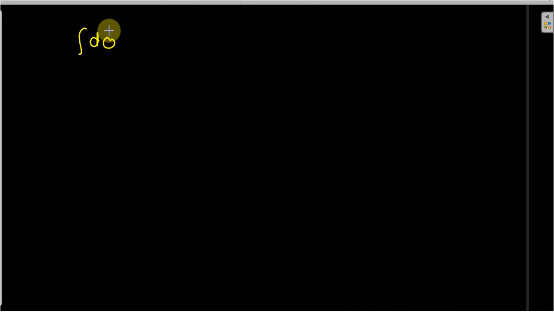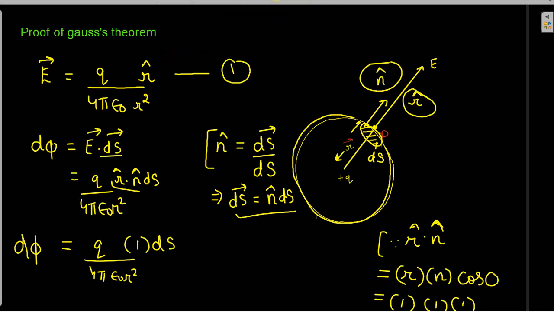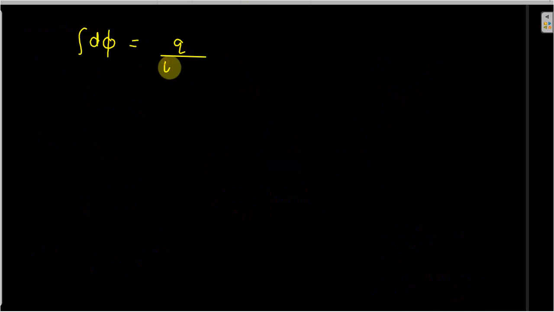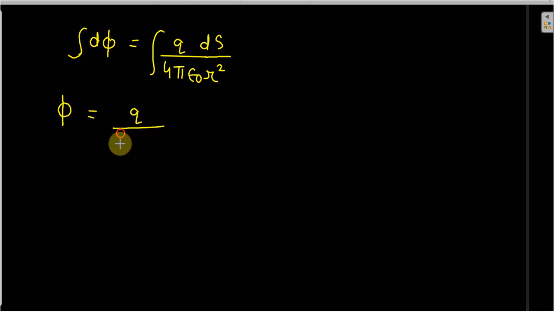So what will be the integration of dφ? We will integrate the previous whole equation, that was q by 4 pi epsilon naught r square and dS. So we will integrate both sides. The integration of dφ will be φ, and the constant terms we will take outside. So q is the constant, charge is not varying, 4 pi epsilon naught is also constant, and r square.